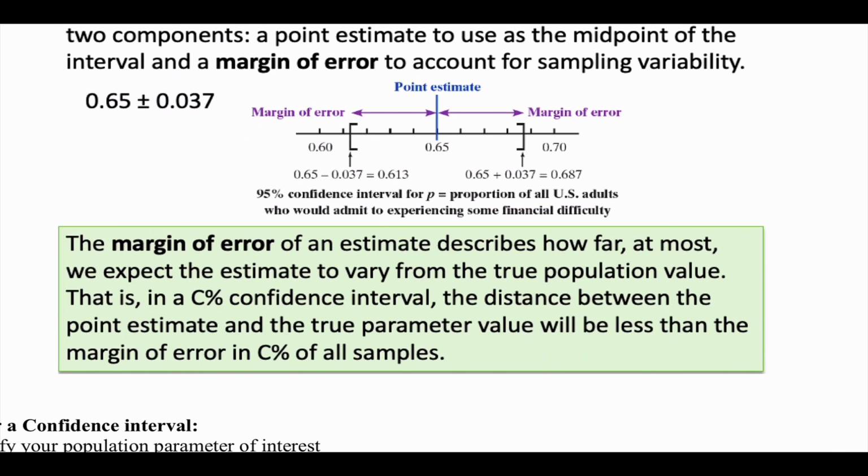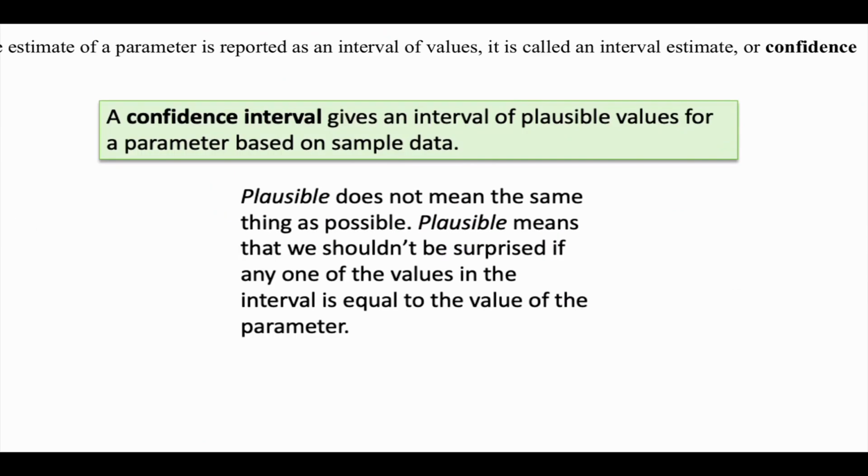Okay? It goes the same value in opposite directions to create what's called a margin of error. The margin of error of an estimate describes how far at most we expect the estimate to vary. How far is it going to vary from the true population value? That is, in a C% confidence interval, the distance between the point estimate and the true parameter will be less than the margin of error in C% of all samples.